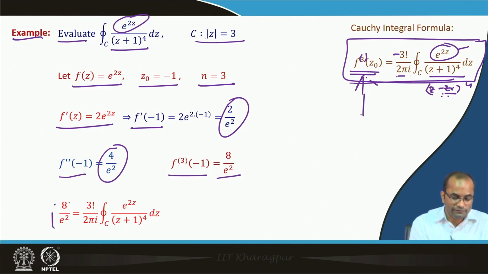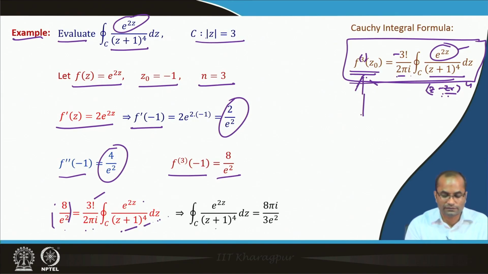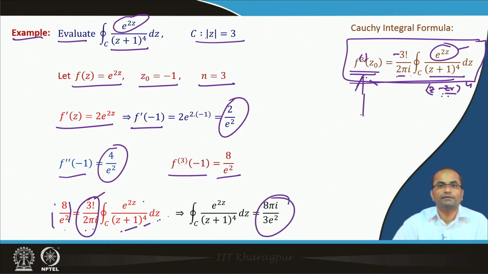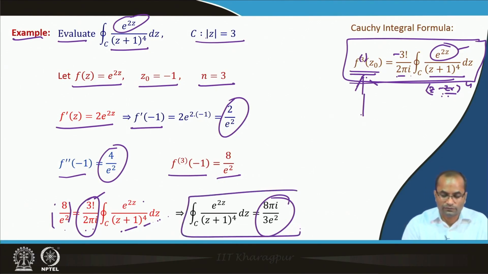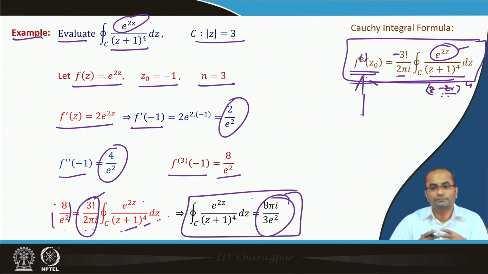So, this third derivative is equal to factorial 3 over 2 pi i times the integral of e power z over (z minus z naught) power 4. So, this is the value of the integral. Then this factorial 3 over 2 pi i we can bring to the left hand side. So, we are getting the value of the integral as 8 pi i over 3 e square. So, this was a direct application of the Cauchy integral formula, where we can get the value of such an integral.